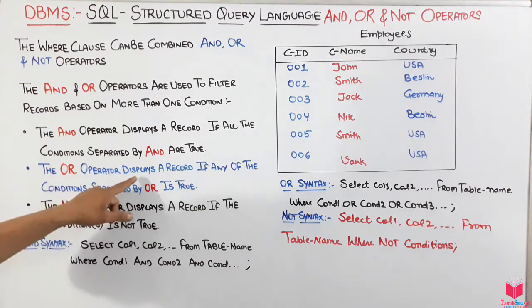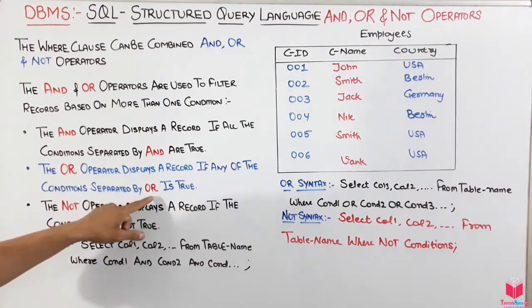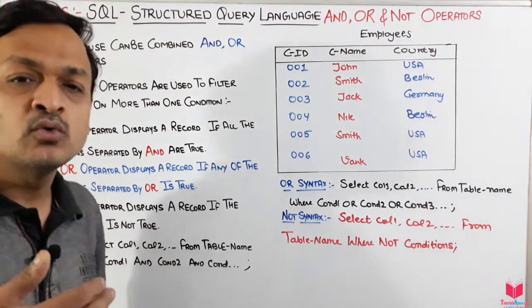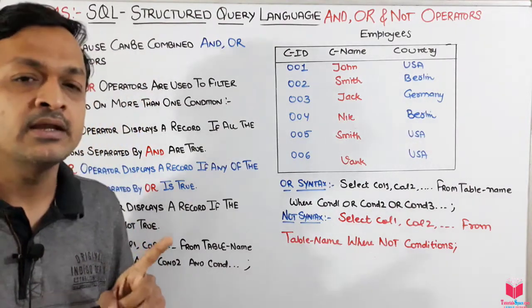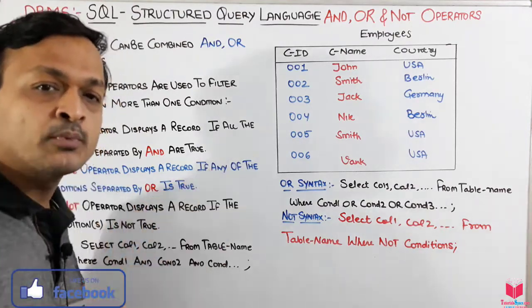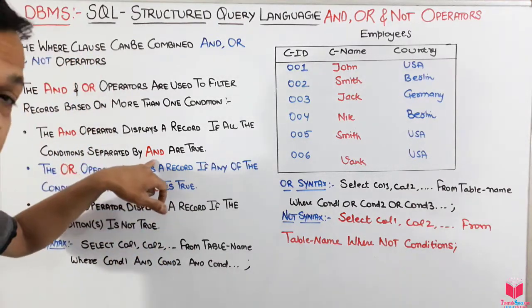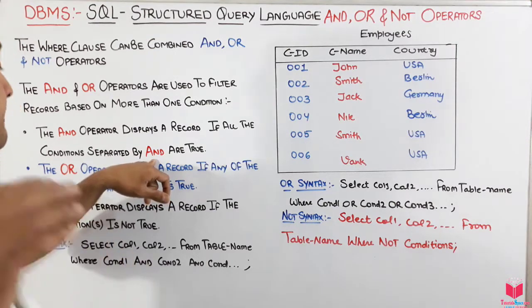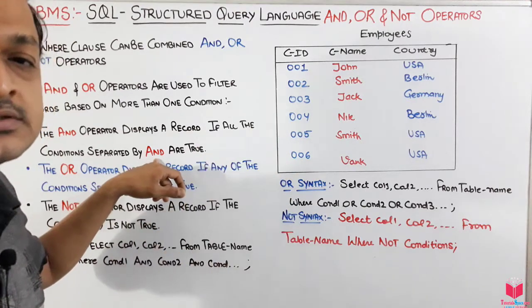Next, the OR operator displays a record if any of the conditions separated by OR is true. It is different from AND in this way. If we are using 2 or more conditions with the OR operator and any one condition gives you something, then it will show the output, otherwise not. But in the AND operator, if there are 2 or more conditions, all the conditions should give something, then it shows the result, otherwise not.